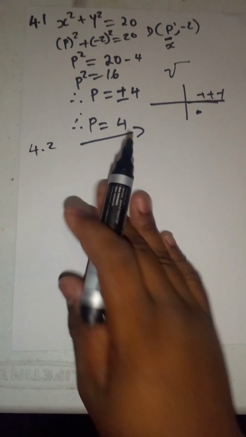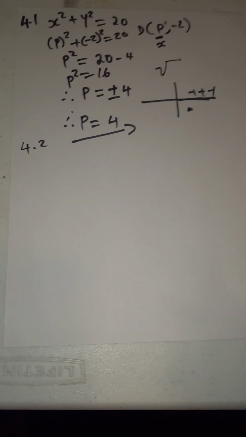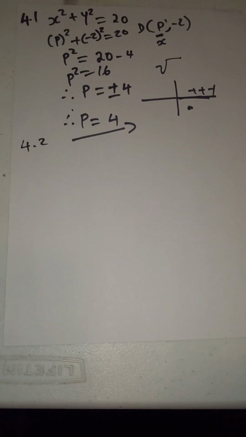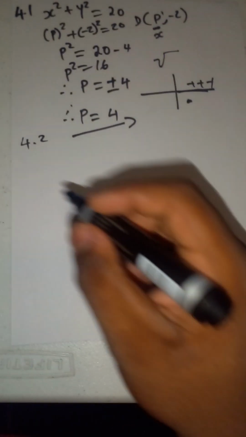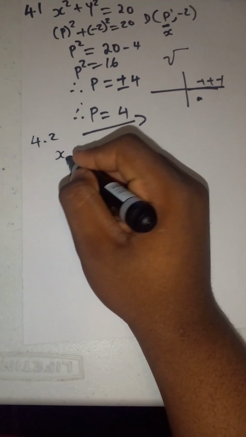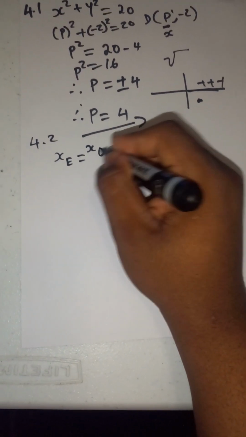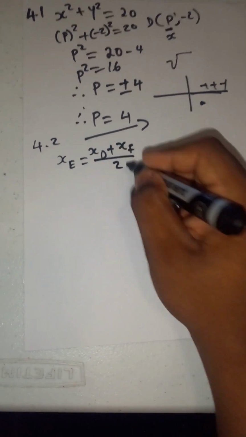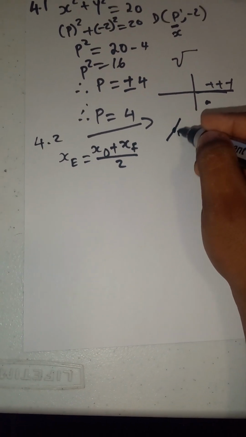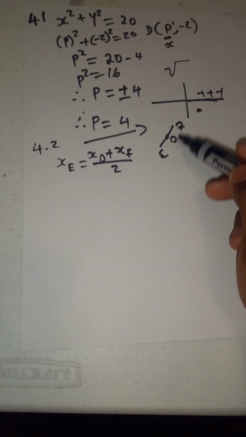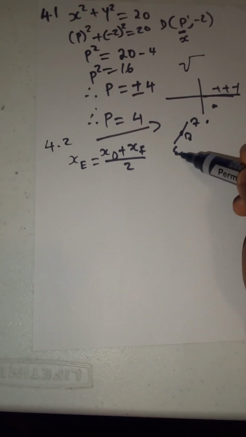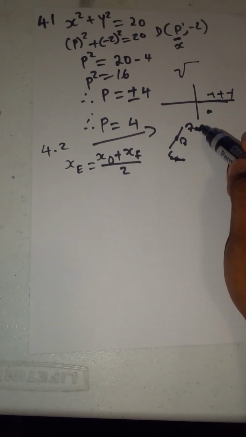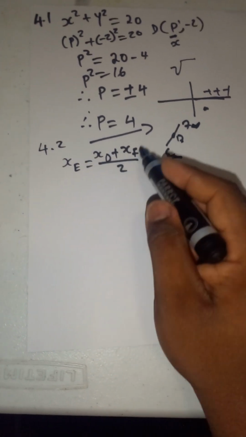There is a concept I once told you on one of the analytical geometry formulae: the x coordinate of the midpoint equals x1 plus x2 over 2. You'll see it now. So this is what you'll do. The x coordinate of E equals the x coordinate of D plus the x coordinate of F, over 2. When you are calculating the midpoint of DF, like here, this is D and this is F, you use the coordinates of D and F. But now you don't have the coordinates of F.